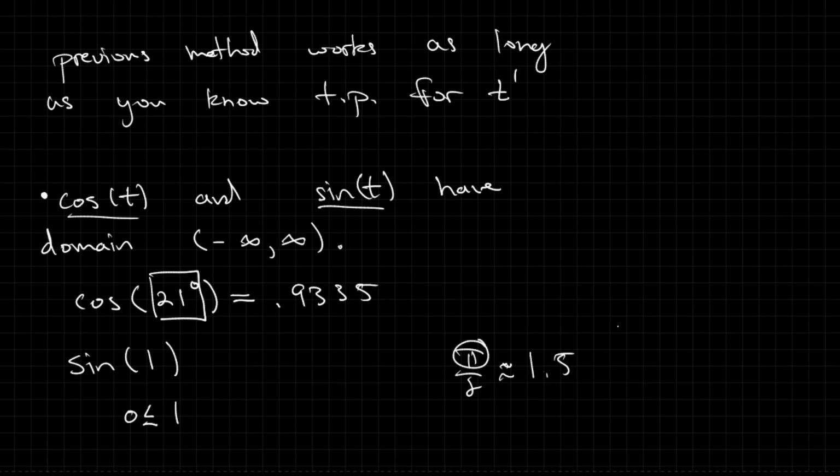Remember, pi is 3.14, so pi over 2 is about half that. So 1 is between 1 and 1.5, so that is in the first quadrant. So its reference angle is itself, 1 radian. And so this exists as a real number. That is, you can plug 1 radian into the sine function.